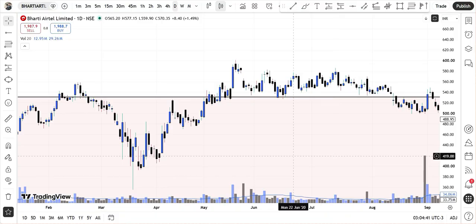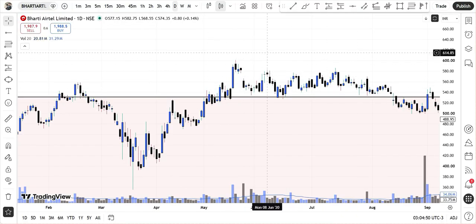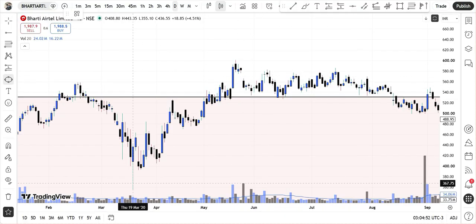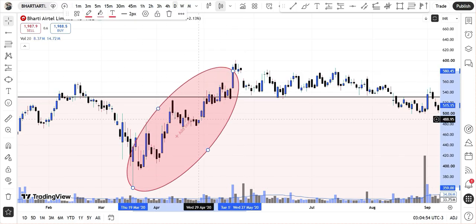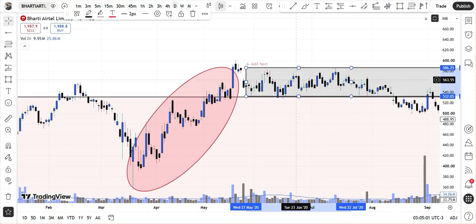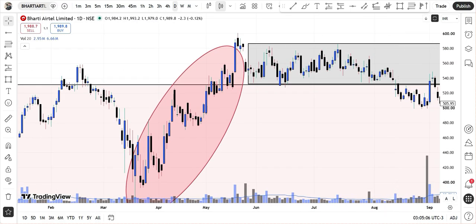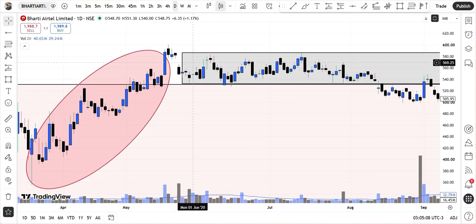How to identify distribution? There are several clues to watch. Number one, a previous uptrend. Distribution is generally more meaningful after a strong upward move. Price has already made higher highs and higher lows. Then momentum starts slowing down. Number two, sideways action. Near resistance, price begins consolidating near the top. It repeatedly moves between resistance and support instead of continuing higher.